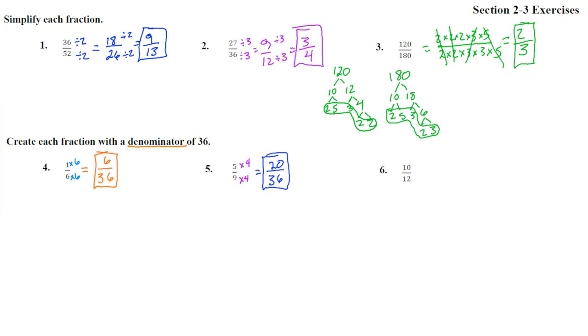All right, last one, number 6. Okay, this is going to equal something over 36. 12 times what equals 36? If we look back at our times tables, it's 12 times 3. So we have to times by 3 on top and bottom. That's the rule. So we have 10 times 3 is 30. 30 over 36. Excellent.